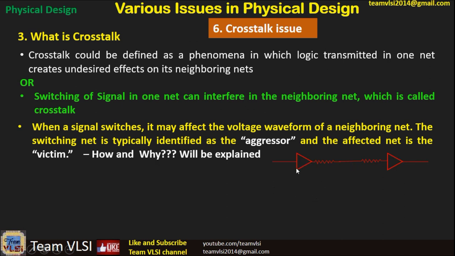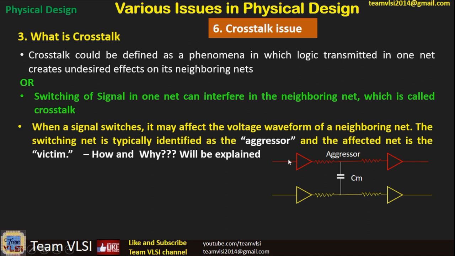Suppose this is a net and it is connected to the logic here. Near this net there is another net, which is also connected to logic here. Between these two nets there are dielectrics. During fabrication, if they exist in the same metal, then there will be coupling capacitance or mutual capacitance between these two nets, and if they are from different metals like M1 and M2 or M2 and M3, then there will be interlayer capacitance.